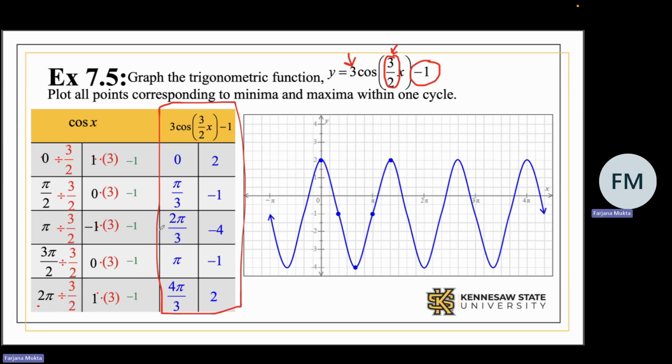Notice that our one cycle from 0 to 2 pi is now changing from 0 to 4 pi over 3, right? So from here to here is our new cycle. It's getting vertically stretched. All right. Let's move forward.